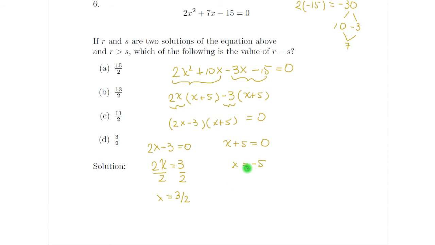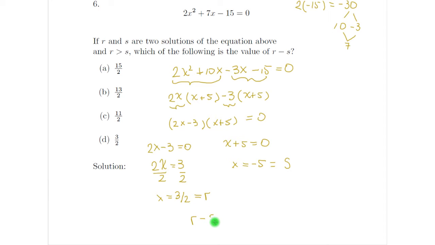So now, but we're not done yet. We need to find who's R and who's S. Well, notice this condition that R is greater than S. So which of these two values is greater? Well, clearly 3 halves is greater than negative 5. So this becomes R and this one becomes S. So now that we know who's R and S, we find the value of R minus S.